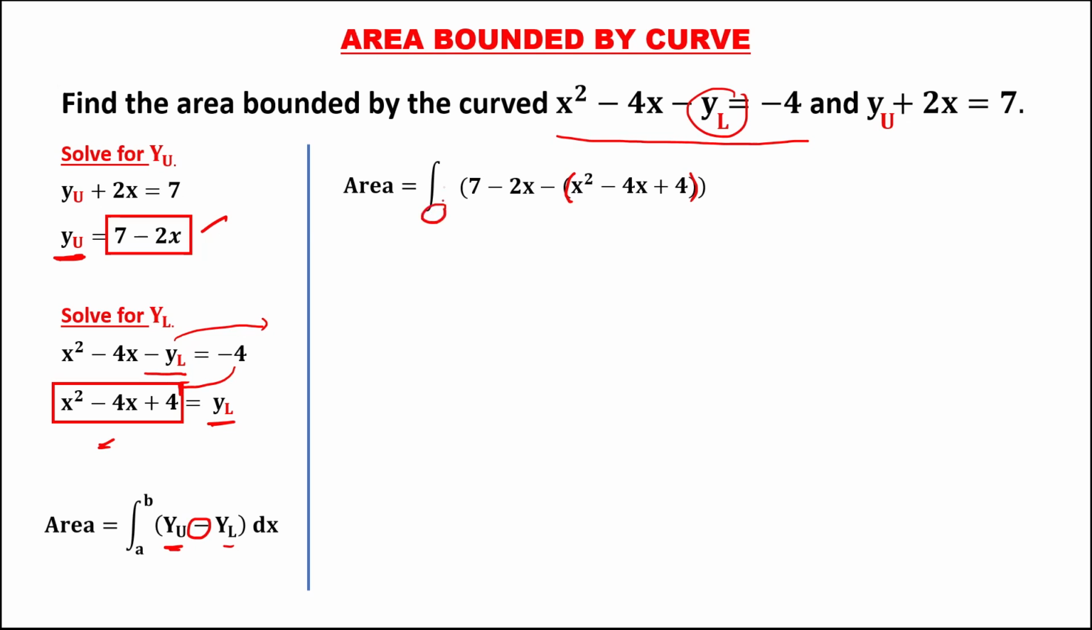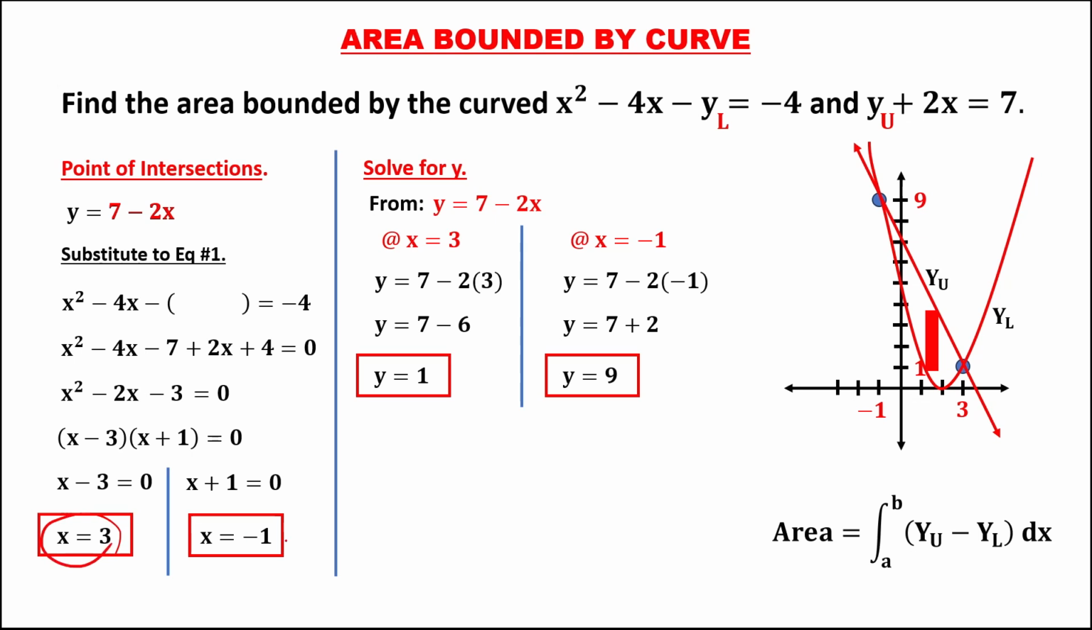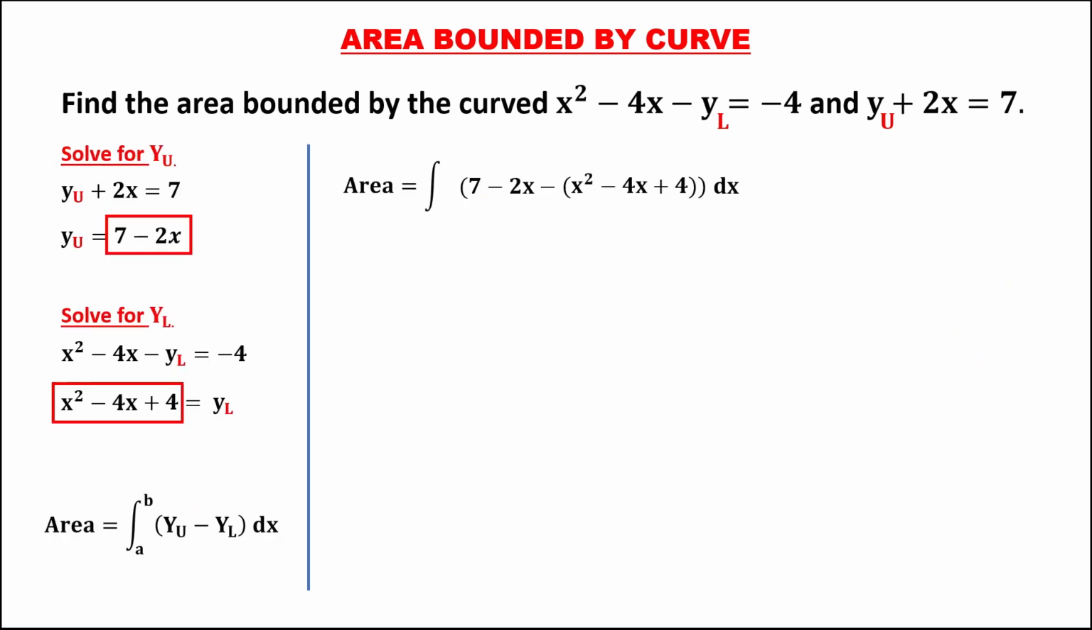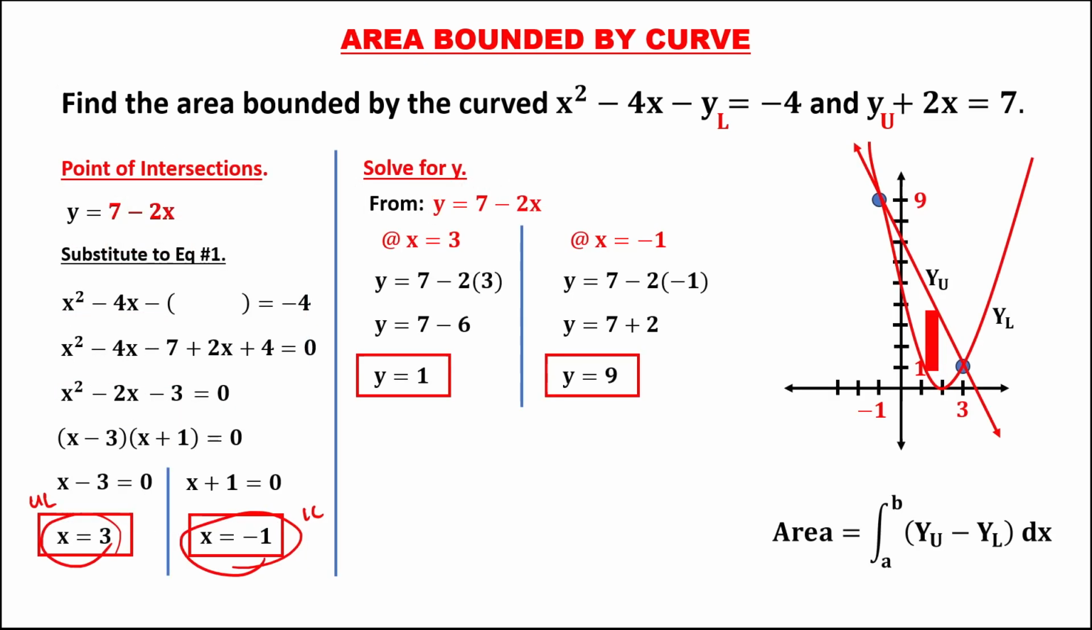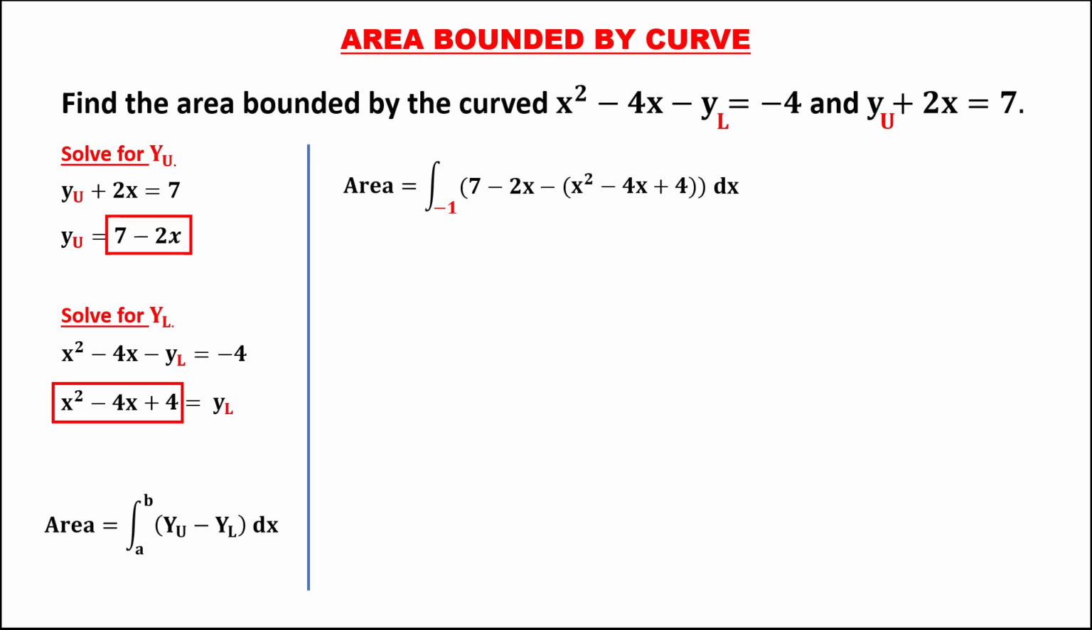Then for the lower limit and the upper limit, since the variable is x, we take these values for x. So we have the lower limit, and this one is the upper limit. So area equals the integral. The lower limit is negative 1 and the upper limit is positive 3.